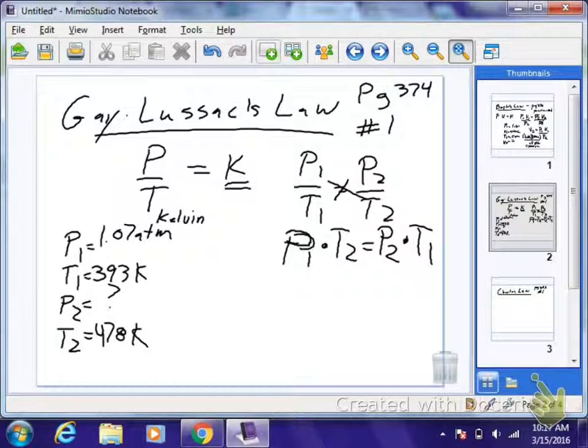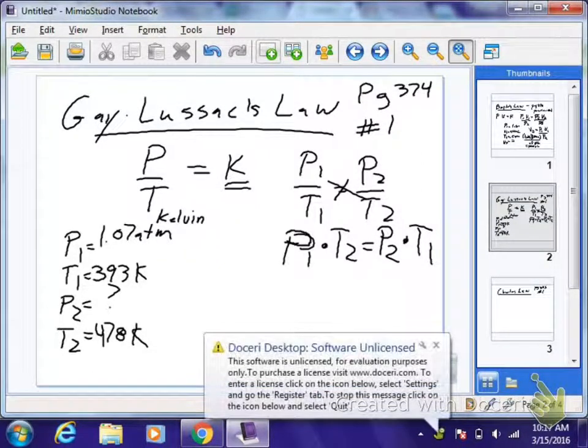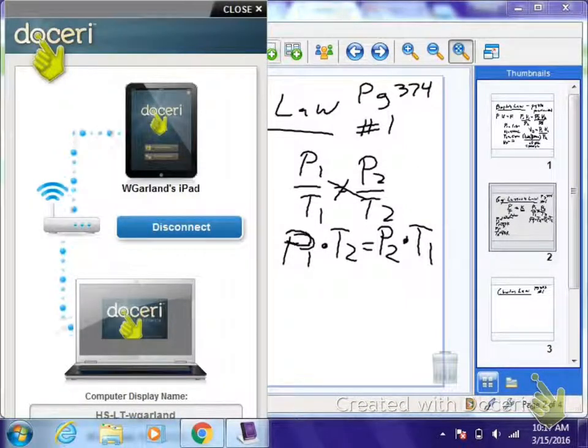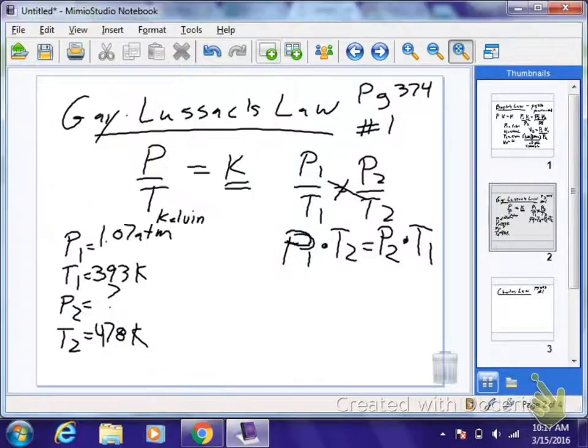Use your logic of understanding: if the temperature goes up, pressure has to go up. Temperature goes up, pressure goes up. So if you get an answer that's lower, that's not good. If you have all those over here, you'll have to switch it around. You've got to solve for P2.